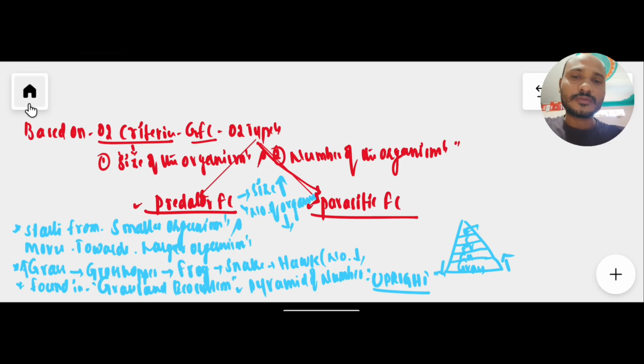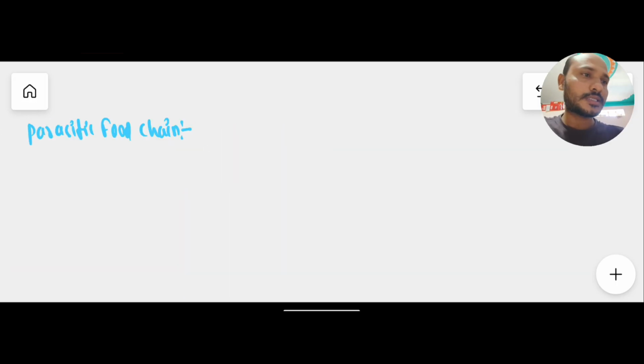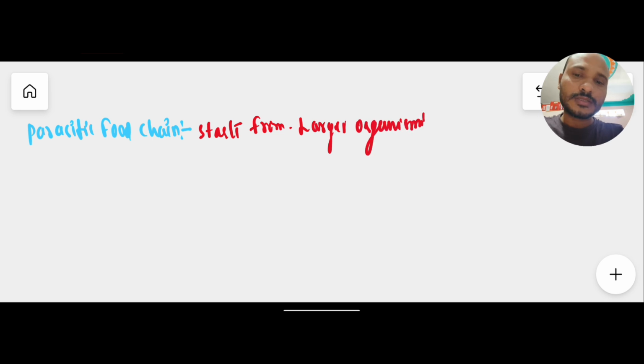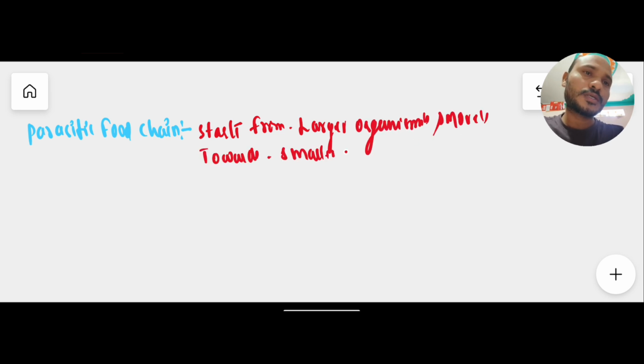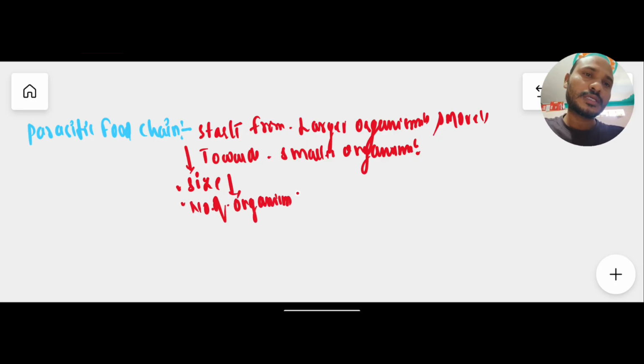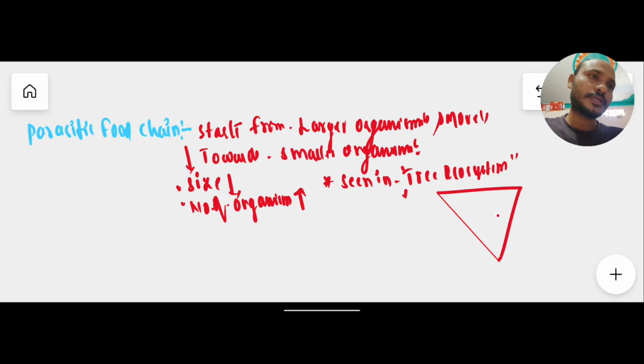How is the parasitic food chain formed? Yes, here is the parasitic food chain. This parasitic food chain starts from larger organisms and moves towards smaller organisms. Very important, in this pyramid the size decreases, but the number of organisms increases. And this type of parasitic food chain is generally seen, or found, in the tree ecosystem. For example, this is generally an inverted pyramid.